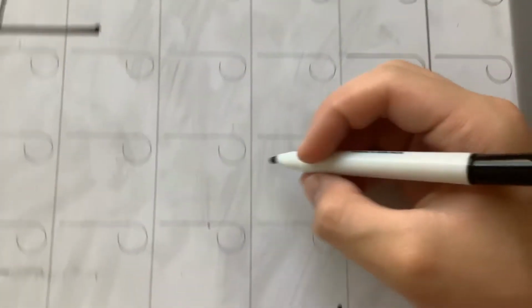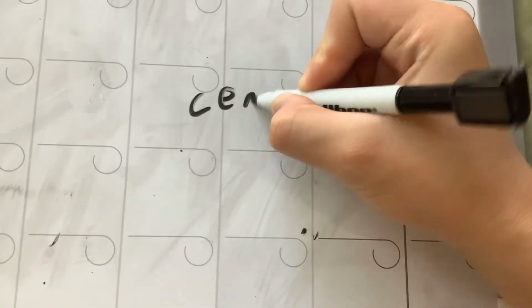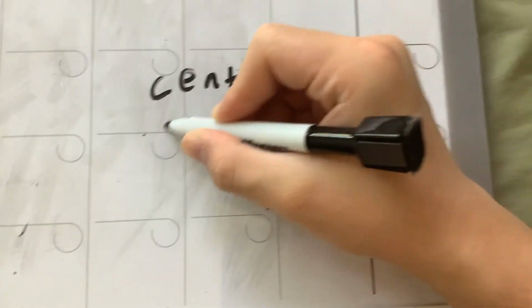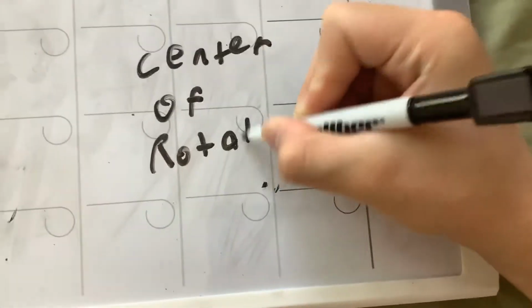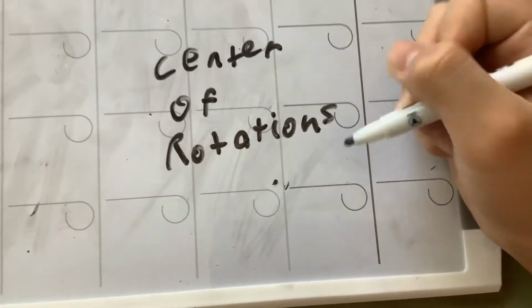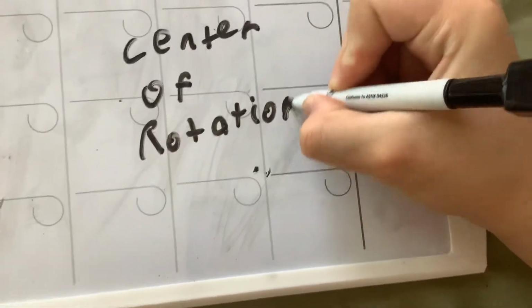Guys, I forgot to tell you about center rotation. This is how you spell it. Center of rotation. Center of rotation, not rotations. This is how you spell center of rotation.